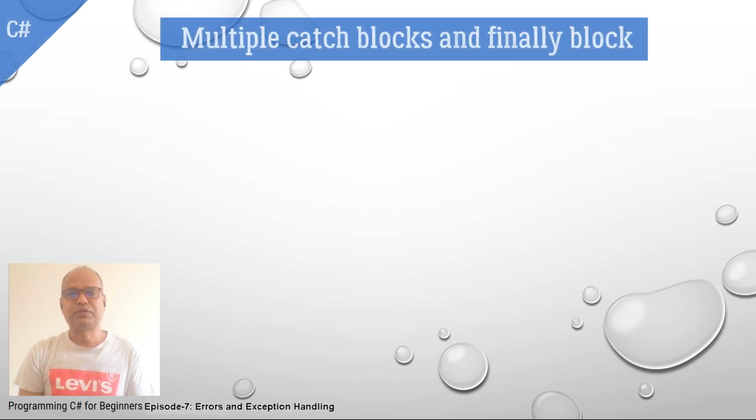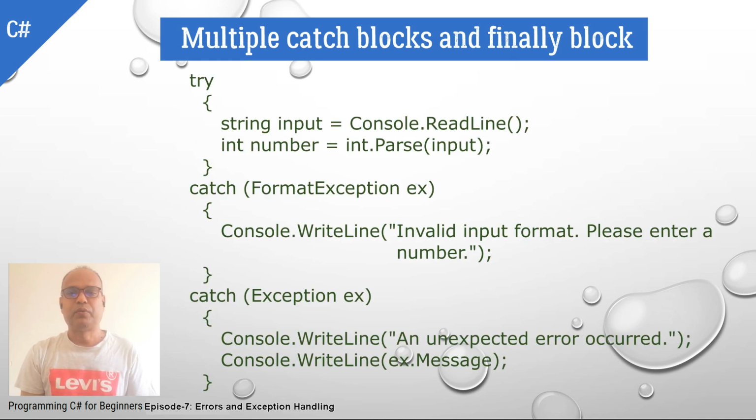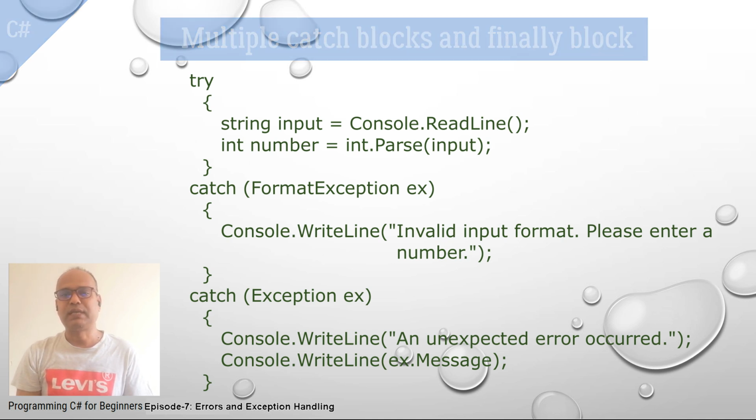Multiple catch blocks and finally block. Have a look at the code snippet where multiple catch is used. You can have multiple catch blocks, each handling a different exception type. In the try block, code that may throw a format exception. If a format related exception occurs, the program execution jumps to the catch block of FormatException. Otherwise, it jumps to the catch block for Exception.